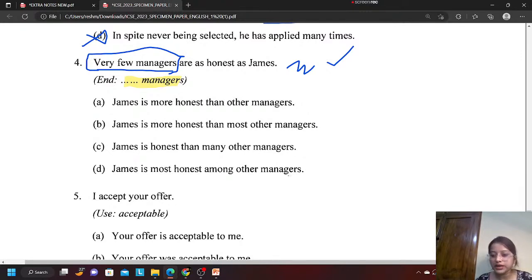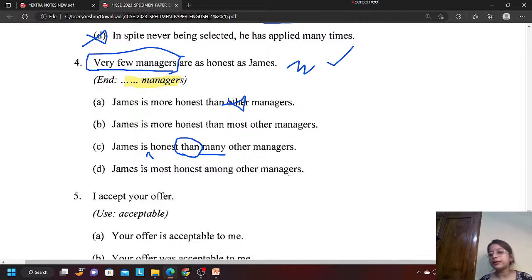Most. Okay. So you have written 4. See, here James is more honest than other managers. This one we cannot write, right? It also means all other. So it is incorrect. Then James is honest than many other managers. Many other we cannot write. And इसमें तो comparative degree than we are using. That means we have to use the comparative form.